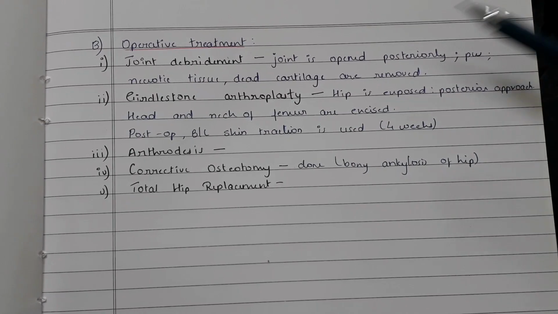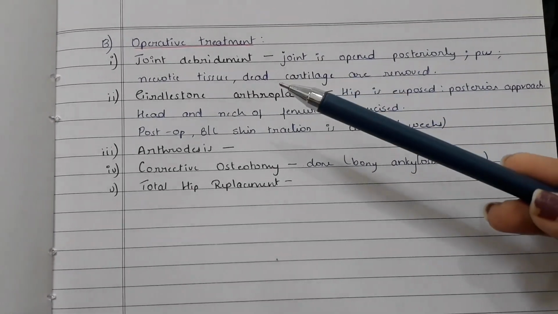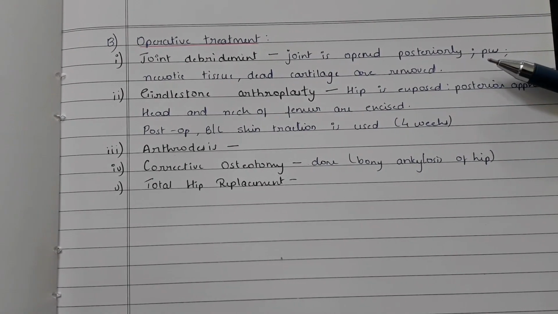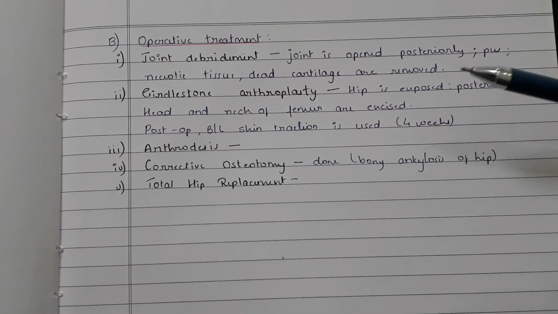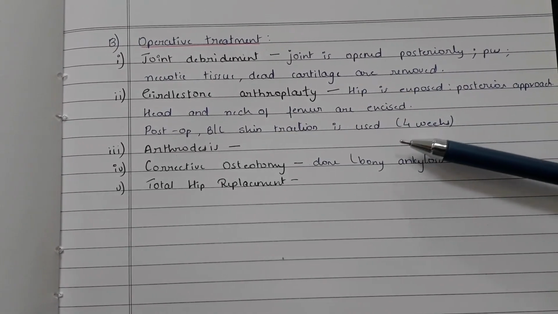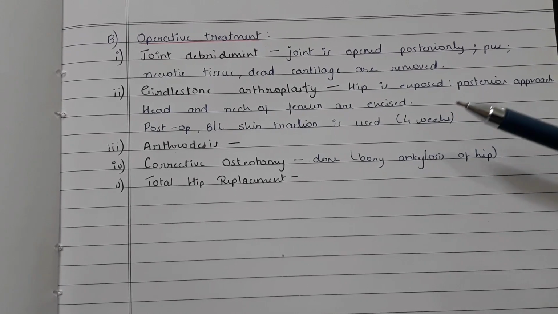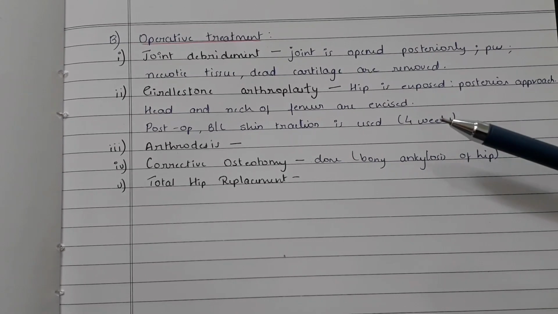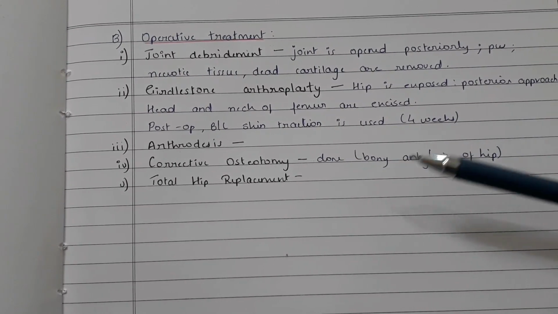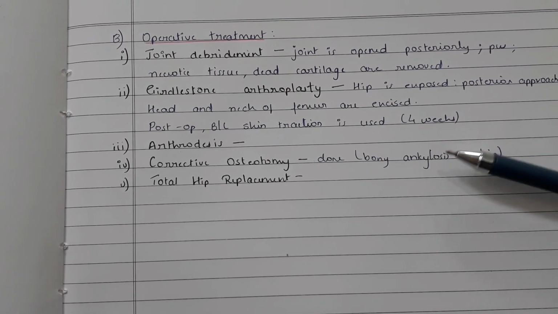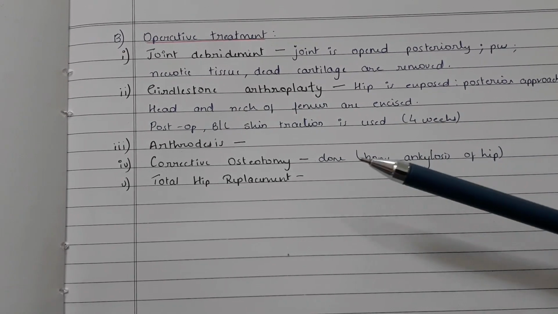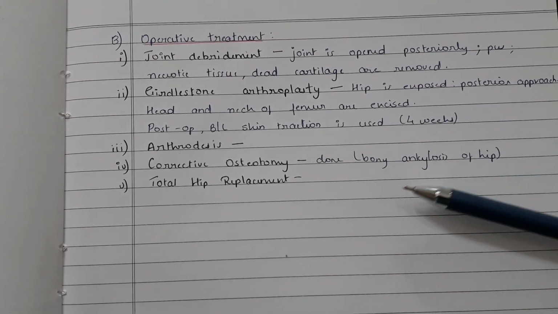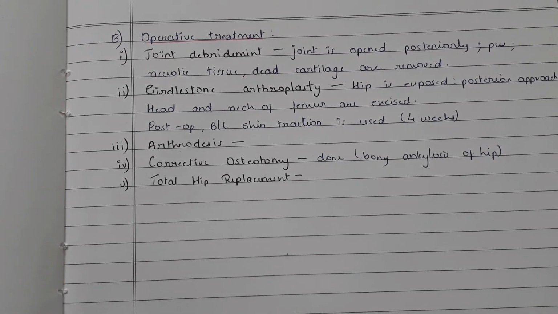The surgical management or operative treatment includes joint debridement, wherein the joint is opened posteriorly and the pus, necrotic tissue, and dead cartilage are removed. The second one is Girdlestone arthroplasty, wherein the hip is exposed via a posterior approach. The head and the neck of the femur are excised. Post-op, bilateral skin traction is used for about 4 weeks. Then we have arthrodesis and corrective osteotomy, done in case of bony ankylosis of the hip, and total hip replacement.